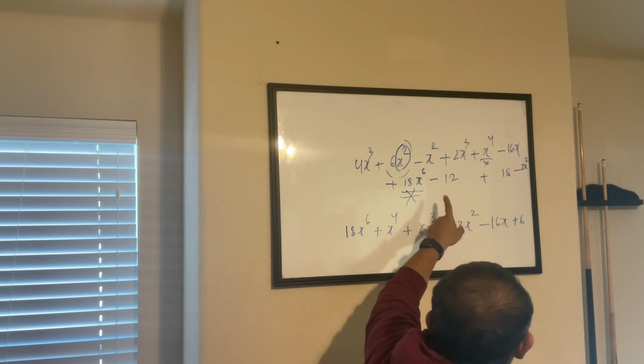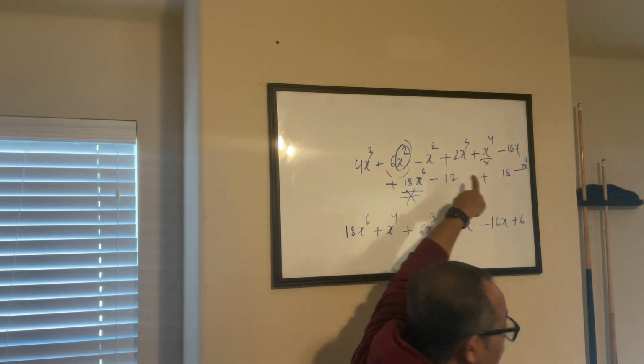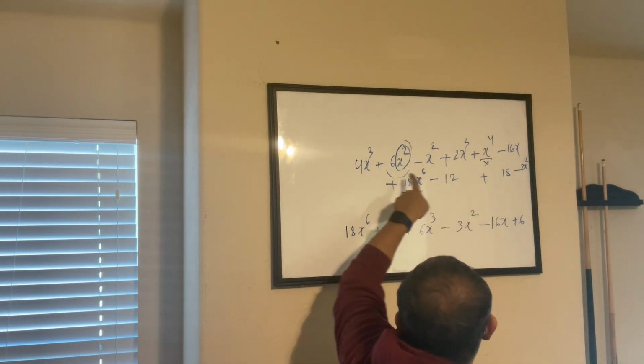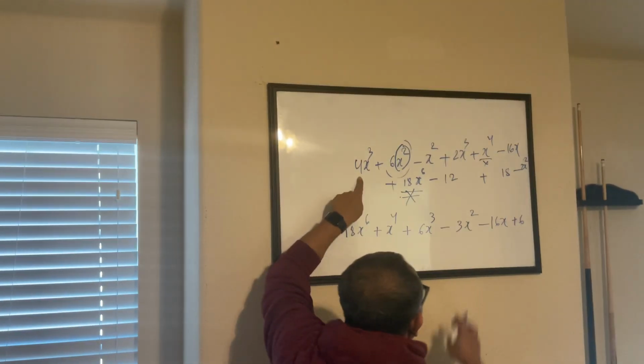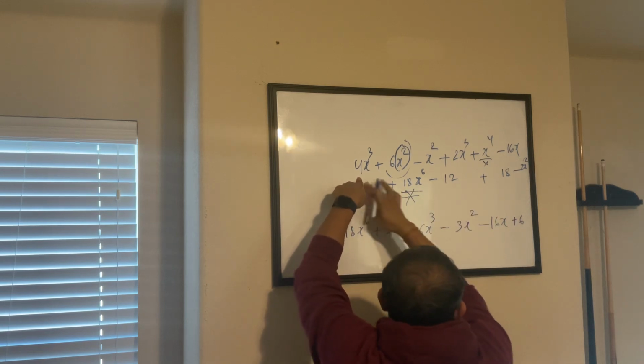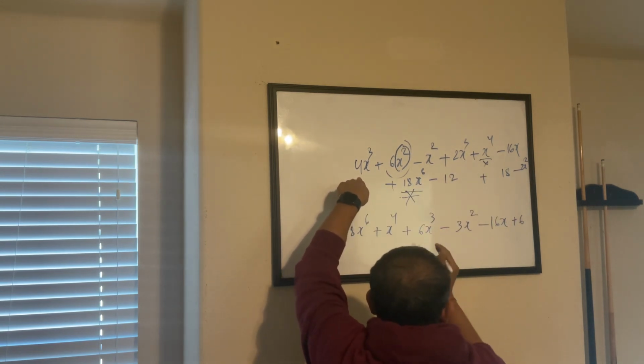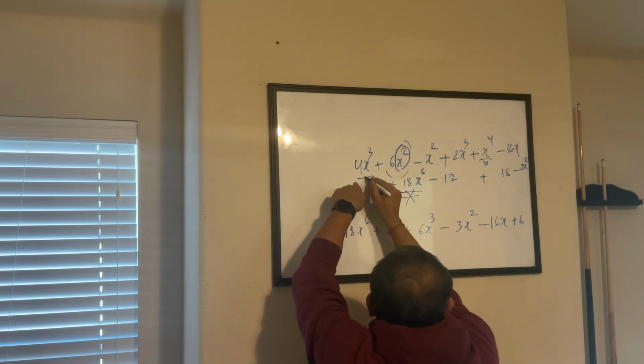Now comes the next term, x to the power 4. What is the next highest degree? We see x to the power 3. So this one and this one, nothing else. So 4x cube and 2x cube. 4 bananas and 2 bananas makes it 6 bananas. So this one is also done.